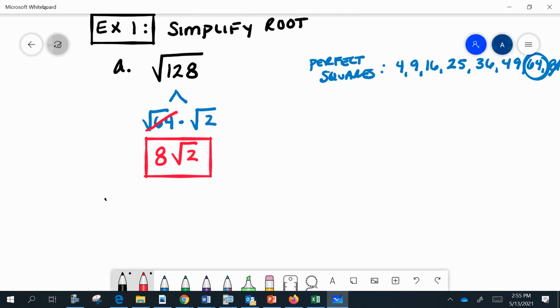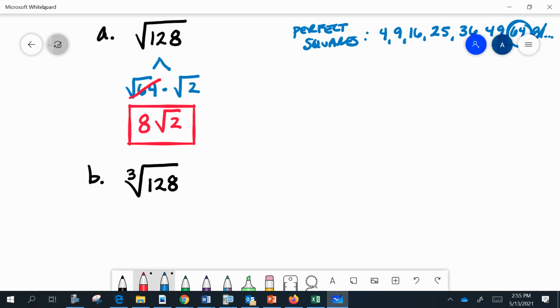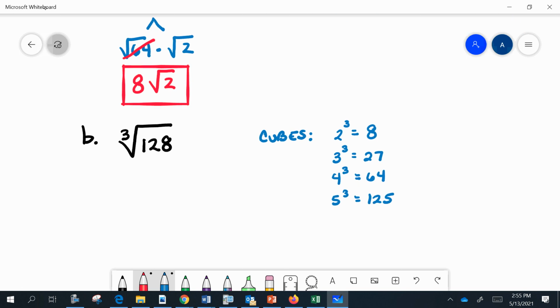Let's build on this concept, and let's change the square root into a cube root and see how the process changes. I'm going to start in a similar way. It's just that instead of listing out my perfect squares, I'm going to make a list of perfect cubes. Again, this is just a matter of making a list and utilizing your calculator. 2 to the third power is 8. 3 to the third power is 27. 4 to the third power is 64, and 5 to the third power is 125. There's really no need to go any bigger because all of those are over 128.